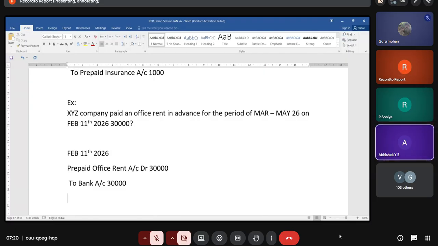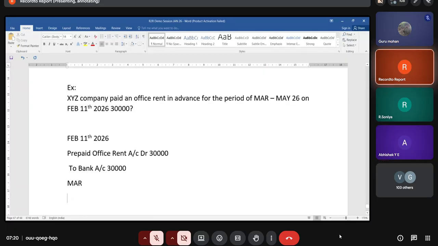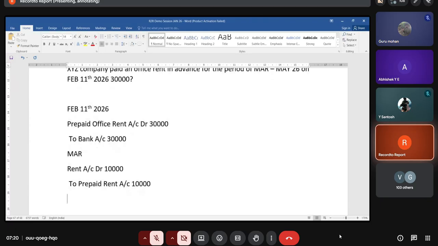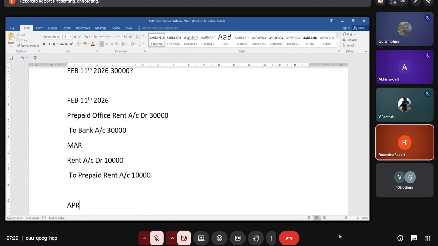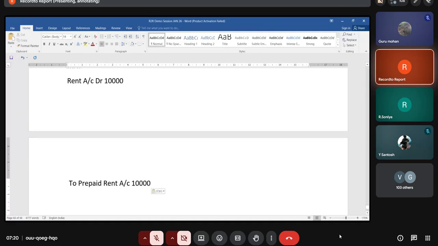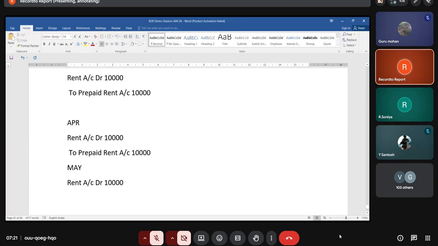In the month of March, rent account debit to prepaid rent account. In the month of April, then May, the same entries have to be posted. So this is called prepaid amortization. Understand?